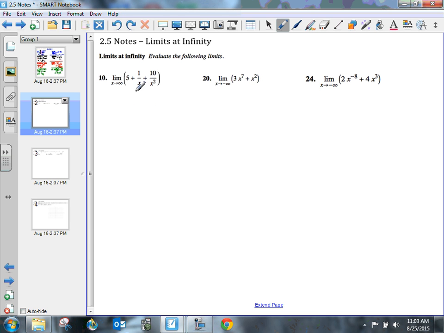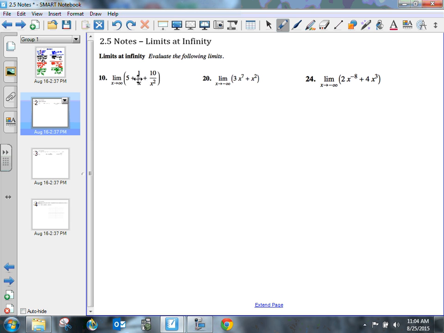And so this one's kind of interesting, because if I were to think about this function, 5 plus 1 over x plus 10 over x squared, as I plug in big values for x, like 10 million, billion, what's going to happen to these denominators?